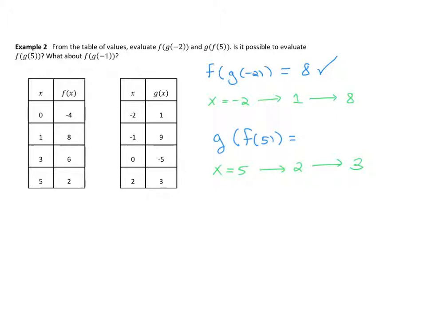So just to put that together, I found x equals 5. It went to f of x equals 2. That 2 shows up here for the function g, and then goes to 3. 5 goes to 3, and that is my answer for this problem.